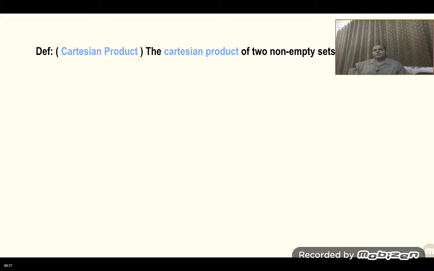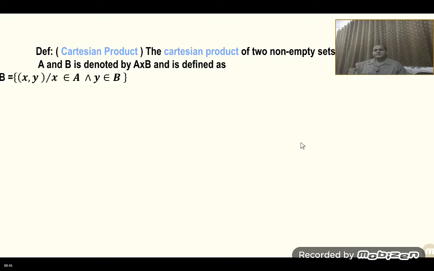The Cartesian product of two non-empty sets A and B is denoted by A cross B and is defined as follows. A cross B is a set which contains ordered pairs such that the first component of each ordered pair belongs to the first set and the second component of each ordered pair belongs to the second set.